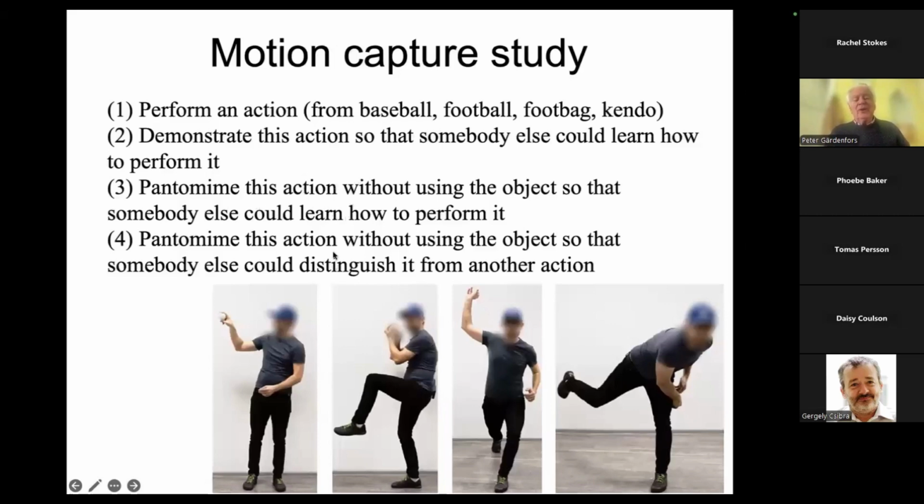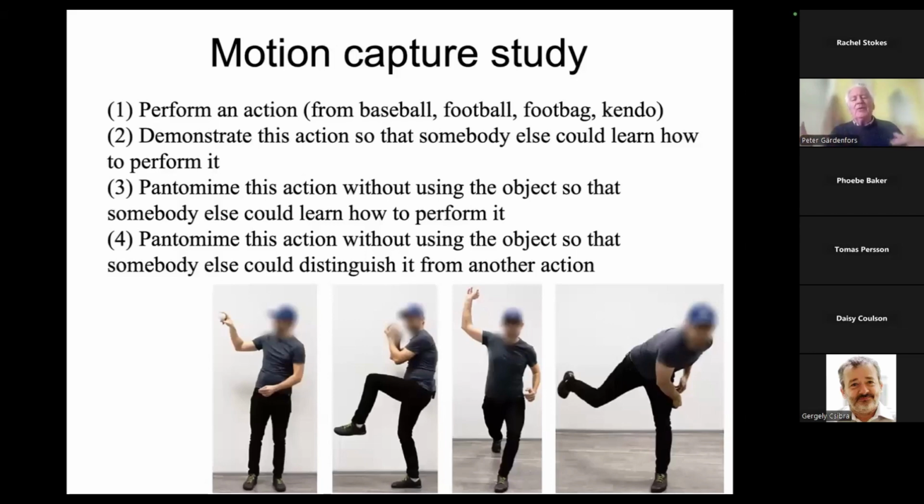And then the fourth condition is our attempt to do the pantomime for communication. It's not a very rich or complicated communication. But the only thing they were asked to do was to pantomime the action so that somebody else could distinguish it from another action. There were 2 actions shown, and the onlooker should distinguish the 2 actions from one another.